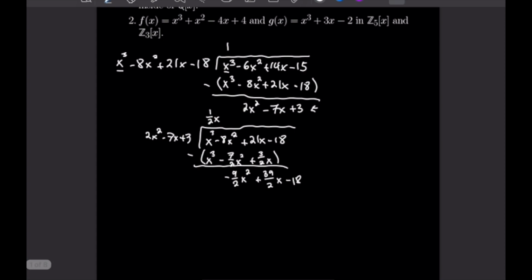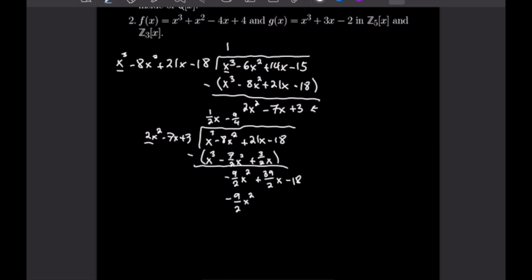So now we want to see what we need to multiply our 2x squared over here by in order to get negative 9/2, but that's going to be, well, let's see, 9 over 4, because the 4 will cancel the 2 out, and then we will have a 9 over 2, so it's going to be negative 9 over 4, and we don't need to multiply by an x there because it's already the same degree as what we want. So that'll give us 9/2 x squared.